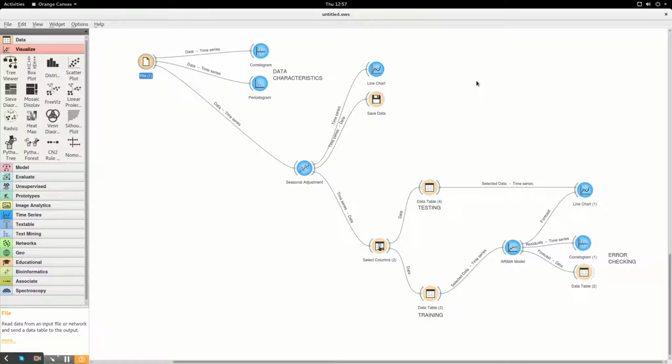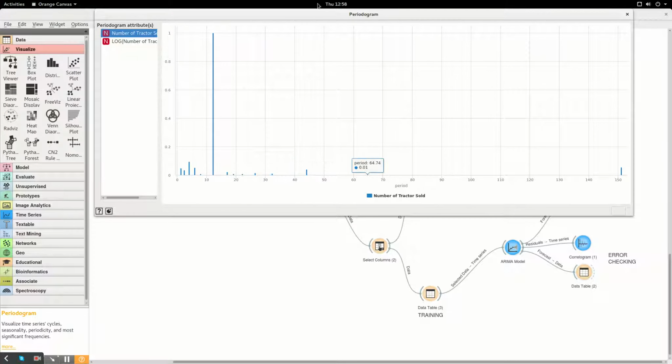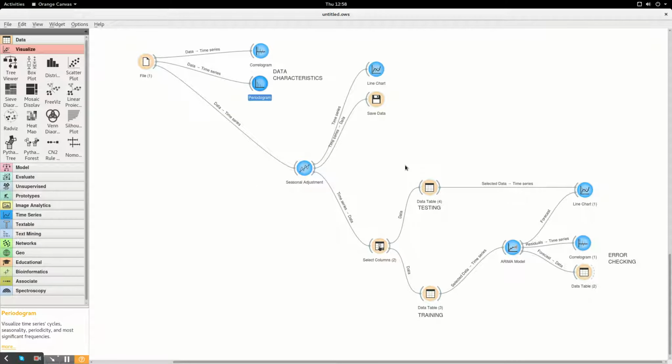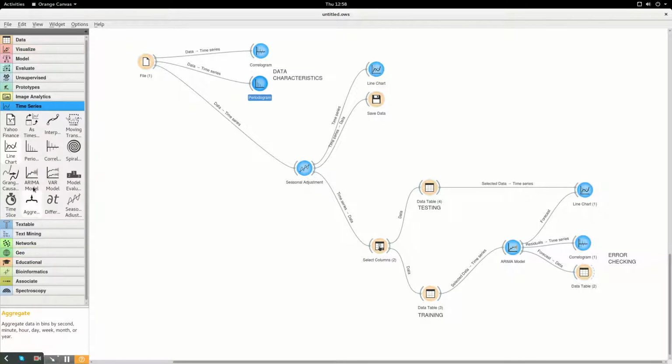First thing we're going to do is say, listen, are there any trends, or is the data completely random? If the data is completely random, it's useless trying to predict the future. So we're going to put in two different data characteristic nodes. The first is a periodogram, which shows us if there is any particular periodicity within our data. And there is a very high one at around 12, which is, I guess, pretty obvious considering it's yearly data.